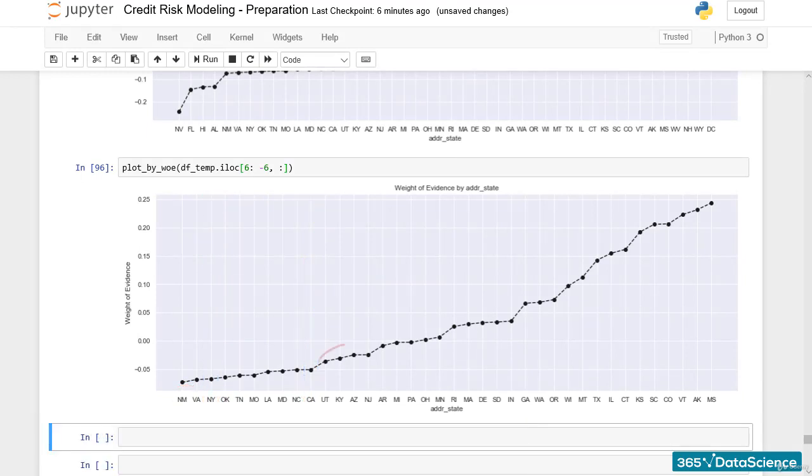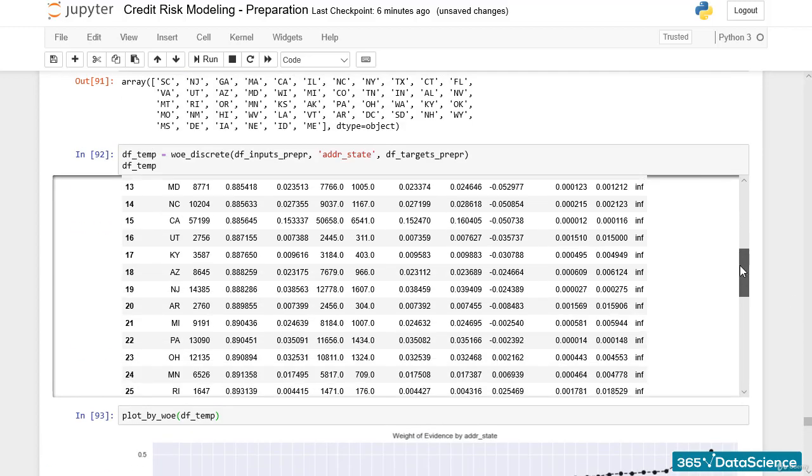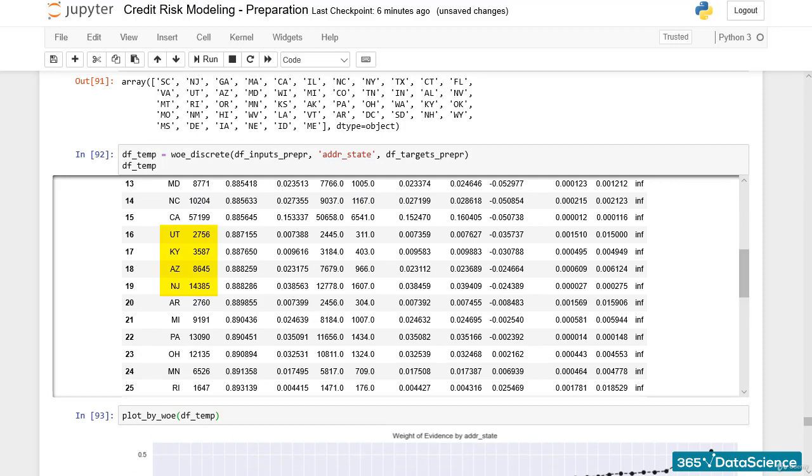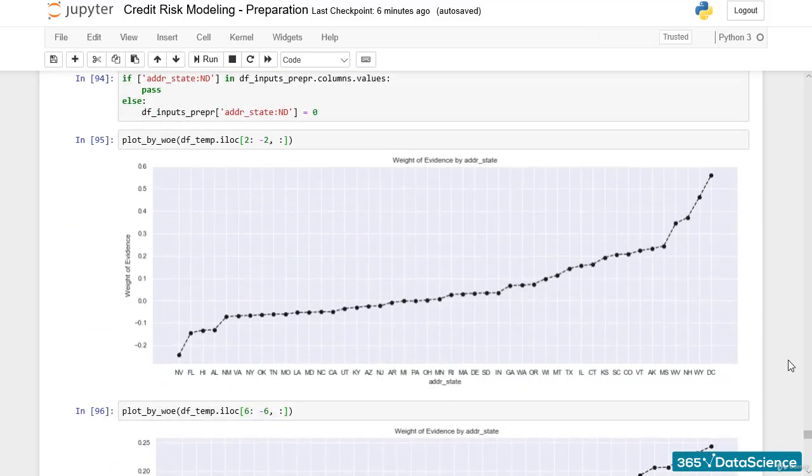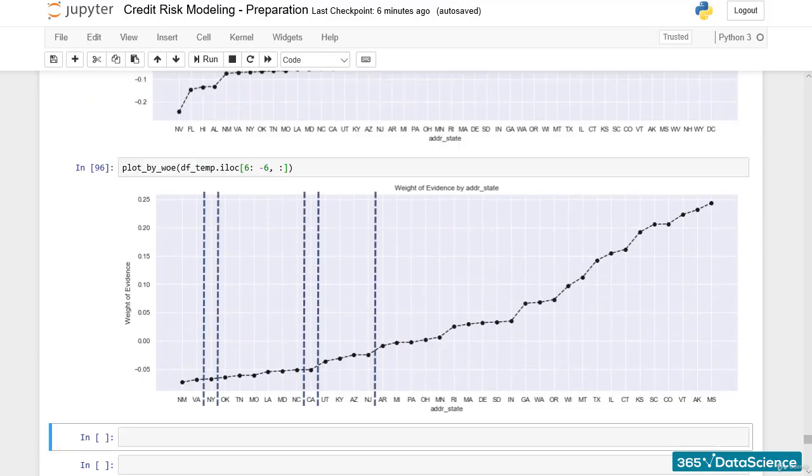All right. Next, we can see that all the states from Utah to New Jersey have similar weights of evidence. Therefore, it's suitable to represent them with one dummy variable. Remember to check the number of borrowers, though. None of them stands out with a particularly high number of borrowers, so we'll put them all together in one group. Then the states from Arkansas to Minnesota have similar weights of evidence and are not particularly big on borrowers. Let's create one dummy variable for all of them.